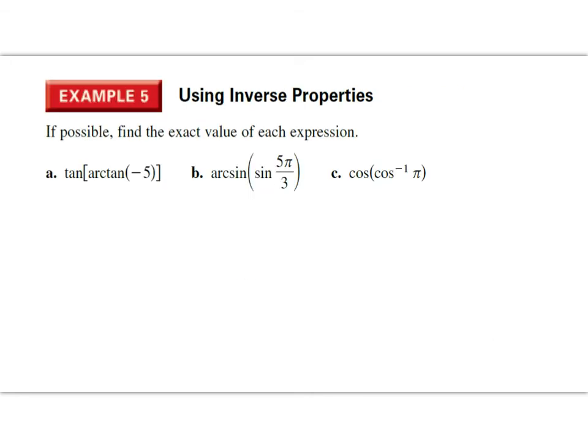So let's go over here and take a look at this. The only thing you need to be careful of is you need to make sure that this number is in your domain. Our domain for the inverse tangent is from -infinity to infinity. So therefore the answer here is -5. All right, so let's go to the next one.